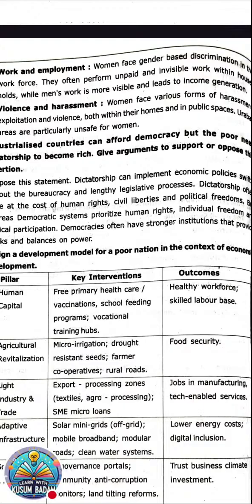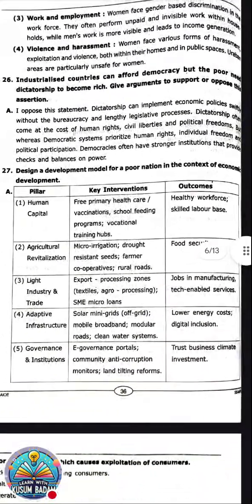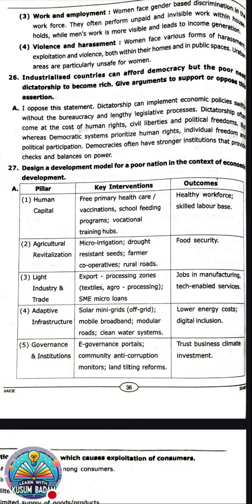Okay, next question here. Design a development model for a poor nation in context to economic development. So you need to explain how development is taking place in poor nations. First one is human capital. Key intervention: free primary health care, vaccination, school feeding program, and vocational training hubs. So what are vocational training hubs?